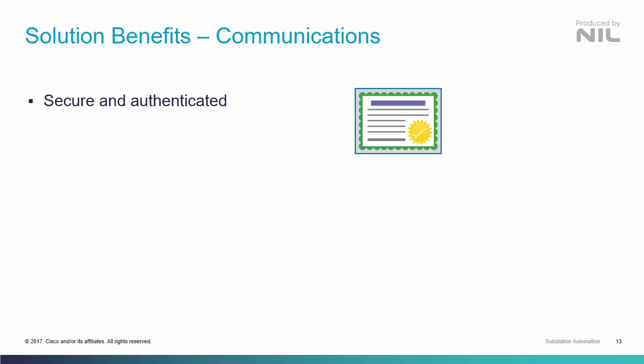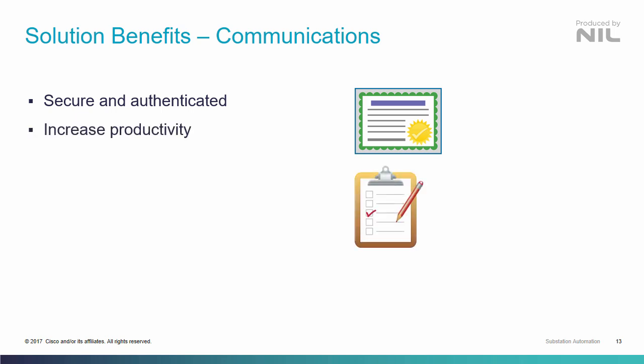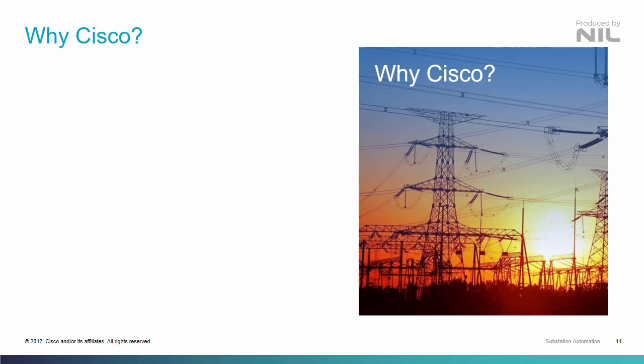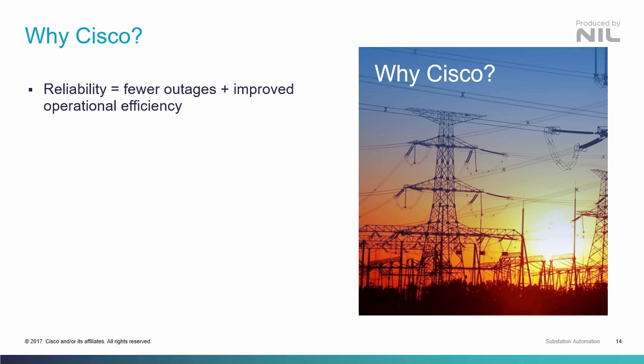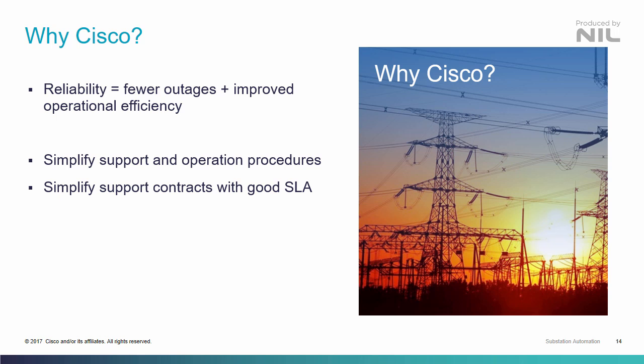For collaboration and also to increase productivity, you need to extend unified communications to remote locations. Cisco Smart Grid solution offers remote collaboration with different subject matter experts in real time. Field troubleshooting and analysis become simpler. You save on the traveling cost and you also avoid loss of production this way. With a reliable network infrastructure, the outages decrease and operational efficiency increases. You can simplify support and operation procedures. You can also simplify hardware support contracts with good SLAs or service level agreements.